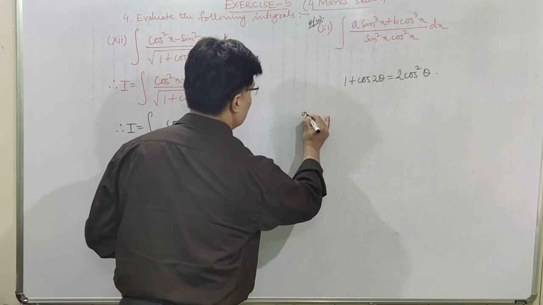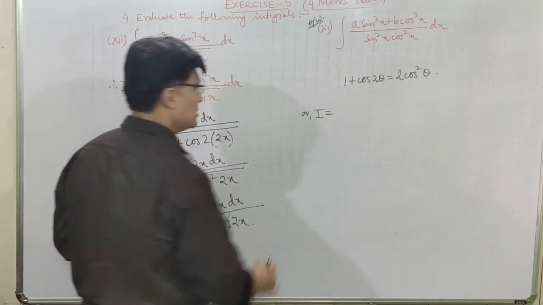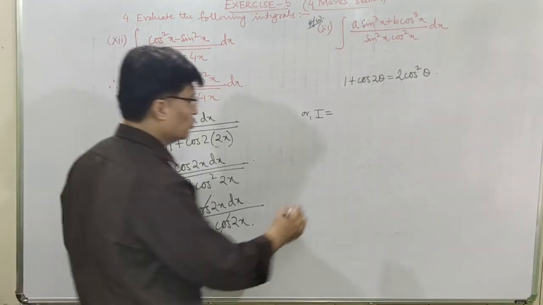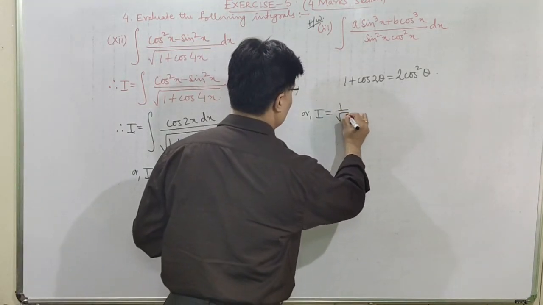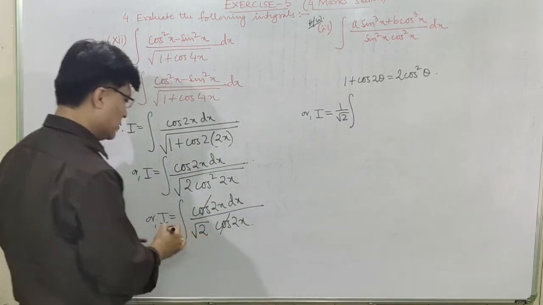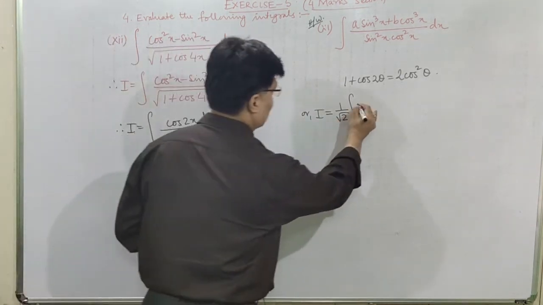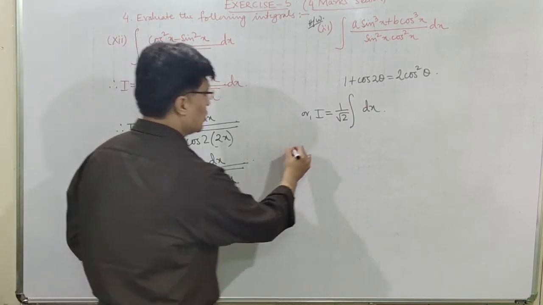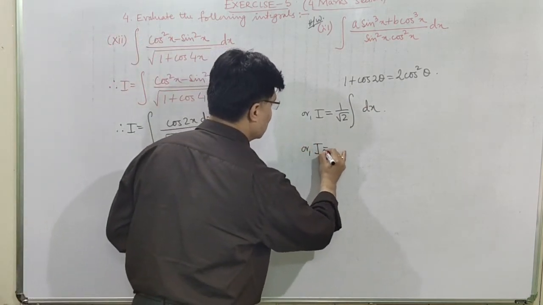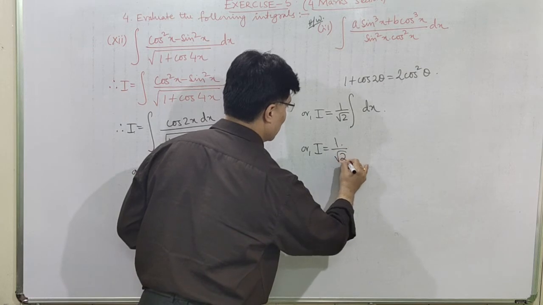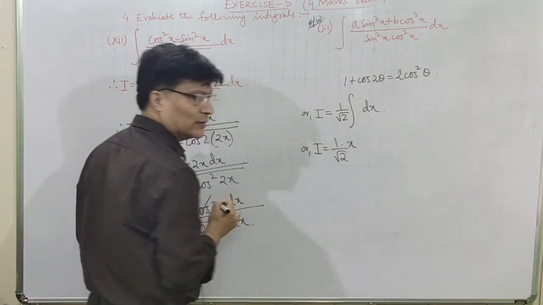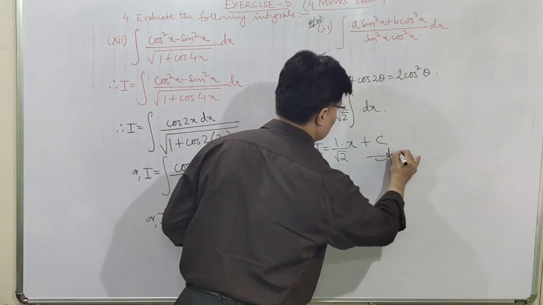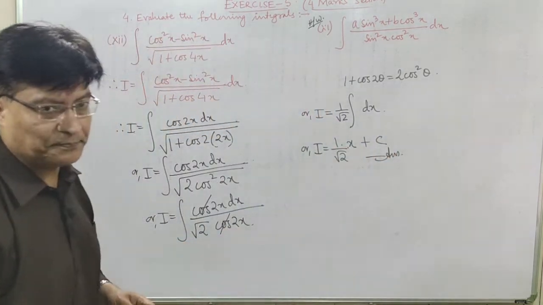Or I is equal to, which is the constant here that you can take outside? 1 by root 2. Okay, so here 1 by root 2 is constant, it is taken outside. Integration of, then only dx is here. Actually it is integration 1 dx. Okay, so or I is equal to 1 by root 2 into, what is integral sign dx? That is your x. Then what do we write? Plus c. So this is the final answer.